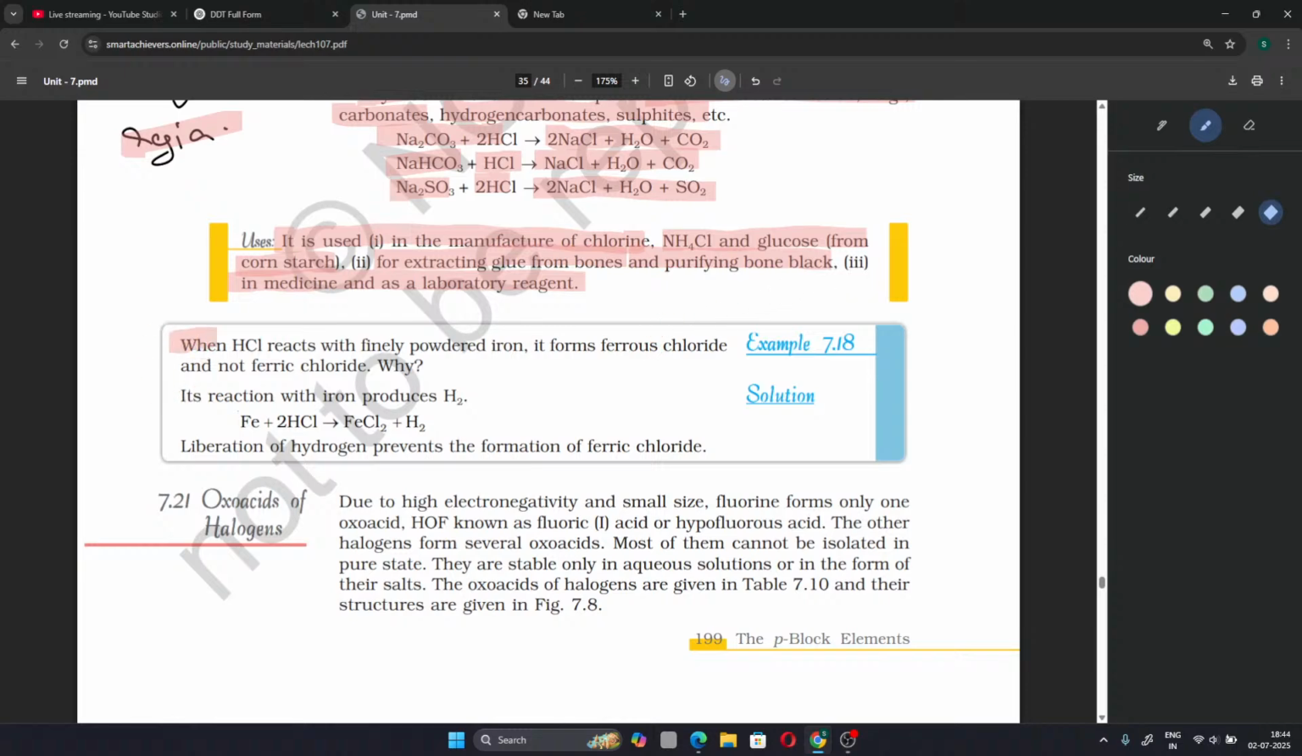Example question: when HCl reacts with finely powdered iron, it forms ferrous chloride and not ferric chloride. It forms FeCl2 and not FeCl3. Why? The reaction with iron produces H2. Fe plus 2HCl gives FeCl2 plus H2. Liberation of hydrogen prevents the formation of ferric chloride. So basically, I think hydrogen is taking the electrons, and because of that, I think it's something like that.